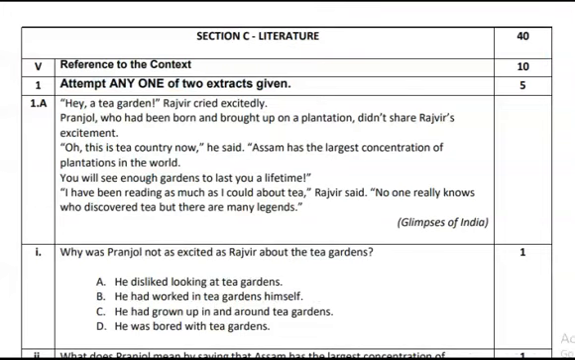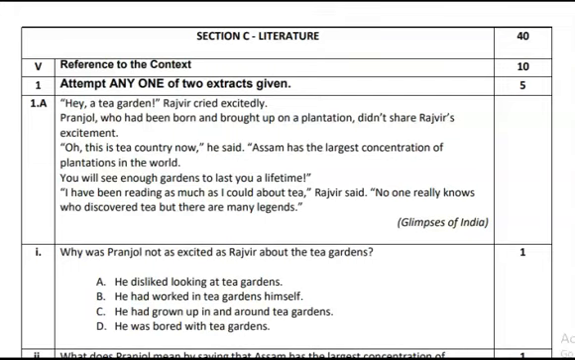Now, let us discuss section C, literature. Note that this section is going to give you 40 marks, which means 50% marks of your entire question paper. In this way, this section becomes the most important one.